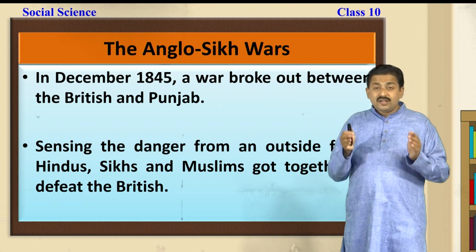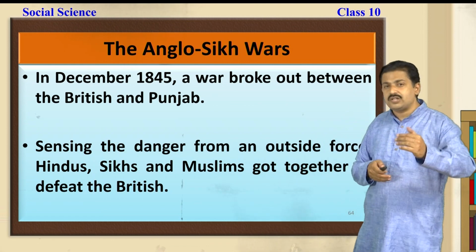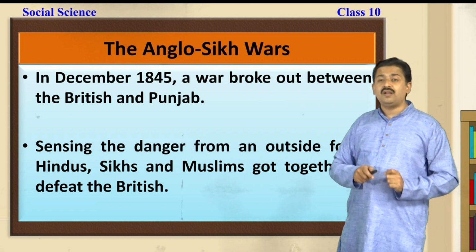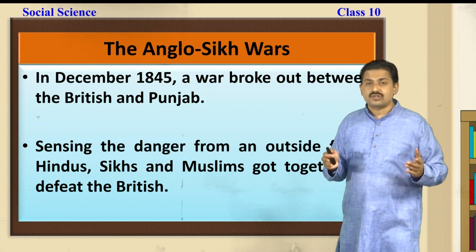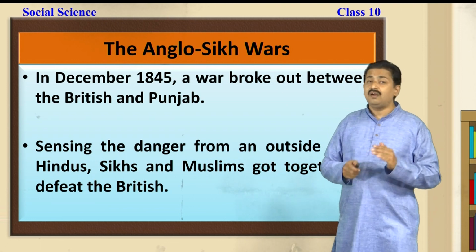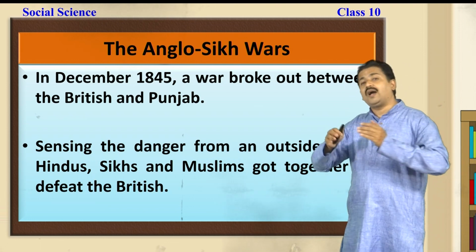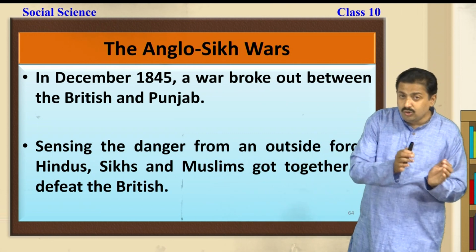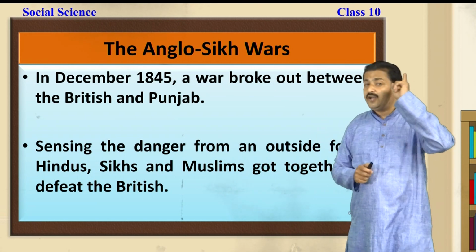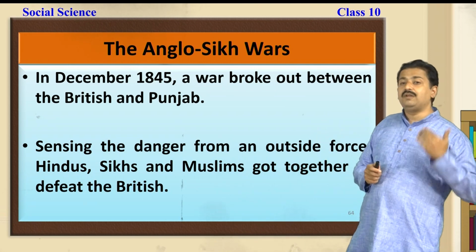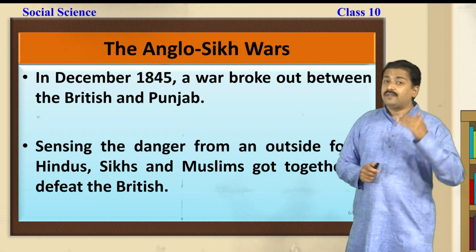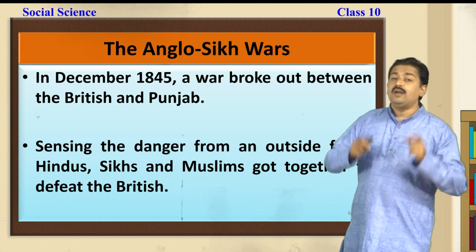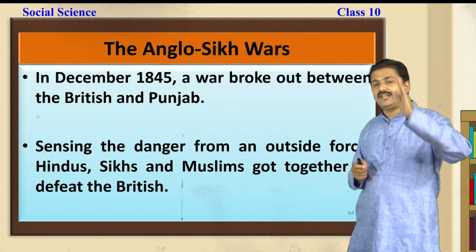But British interference in the administration enraged the people of Punjab, particularly Hindus, Muslims and Sikhs. In December 1845, a war broke out between the British and Punjab. The people of Punjab, who wanted to resist foreign administration and outside influence on Punjab, resisted the British strongly. This led to the first Anglo-Sikh war.